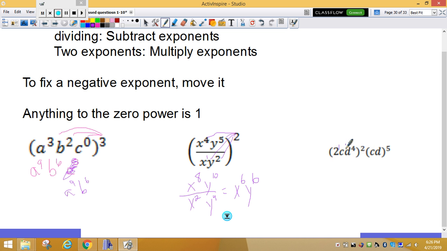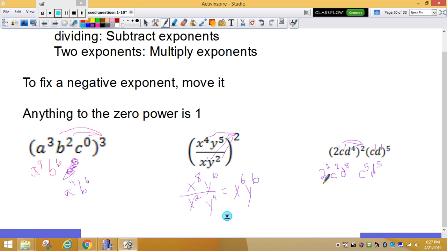Here, everything that doesn't have an exponent gets a 1. This 2 is going to multiply to everything inside there. So I'm going to get 2 to the 2nd. I'm going to get c to the 2nd. I'm going to get d to the 8. I did 2 times 1 to get 2. 2 times 1 to get 2. 2 times 4 to get 8. Same thing here. I'm going to get c to the 5th, because 1 times 5 is 5. And d to the 5th.